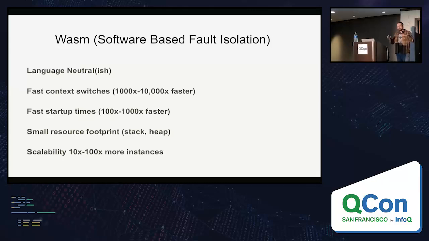So SFI sort of exists in this liminal space, right? It is relatively language neutral because it has this model of memory that looks very much like the underlying machine, but it lets us get these nice properties that we usually get from software-based isolation. Orders and orders of magnitude faster context switches than we're going to get from VMs or containers. Orders of magnitude faster startup times, small resource footprints, massive scalability, right? And this is what makes companies like Cloudflare and Fastly able to do what they do with this kind of hyperscaling that they do with edge-based serverless.